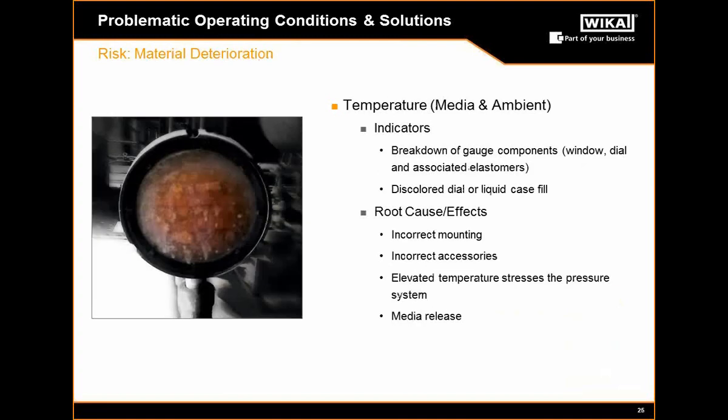Similarly, temperature can break down a gauge. The indicators of a temperature failure would be breakdown of the gauge components. Most of the time they'll look like they've been cooked: a discoloration of the dial, or you can even see that the dial face, the window, has been melted to the point that it has extruded out of its original home. This is usually caused by incorrect mounting or incorrect use of accessories. Oftentimes around steam applications or hot applications, the right measures have not been taken to move the gauge away from the temperature source. It's a very long life cycle to failure, but ultimately this can break down the internal moving parts to the point where you could have immediate release.